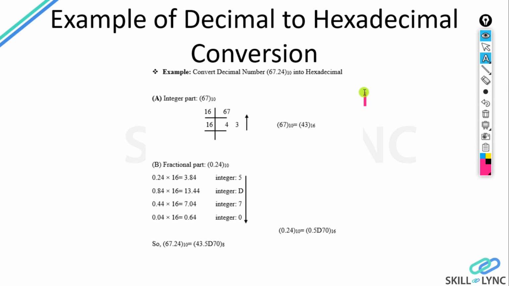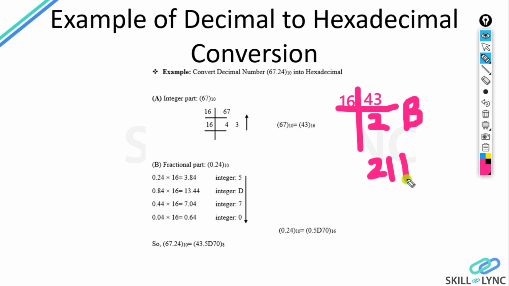For example, the number is 43. You have to convert it into the hexadecimal number system. Divide by 16. 16 twos are 32. Remainder is 11. And 11 can be written as B. So the answer will be 2B. You will not write 2, 1, 1. If you write 2, 1, 1, it is totally wrong. You will not write 11. 11 does not exist in hexadecimal. It will be 2B.